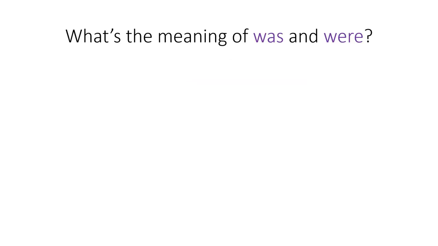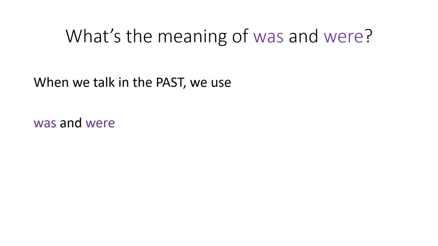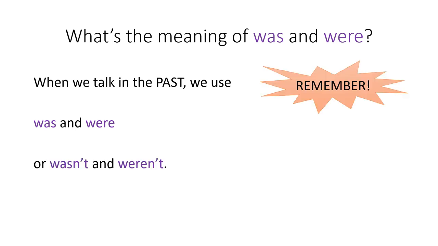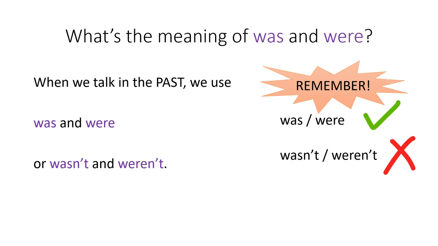So, what's the meaning of was and were? Well, these are words that we use when we talk about the past. Okay, we use was and were, or wasn't and weren't. Something important to remember is that was and were are for affirmative sentences, and wasn't and weren't are both for negative sentences.